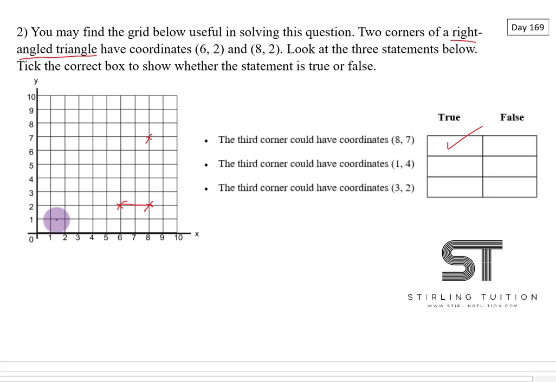The third corner could have coordinates 1, 4. So I'm going to put in here 1, 4. So if I joined up these 3 points, does that make a right angle triangle? Definitely not. And then finally 3, 2. So I go across to 3, then up to 2. If I joined these 3 points, would it make a right angle triangle? No, it wouldn't. So it would be true, false, false. So 8, 7 is the only one, and if I just complete it, that makes a right angle triangle, which would be there.